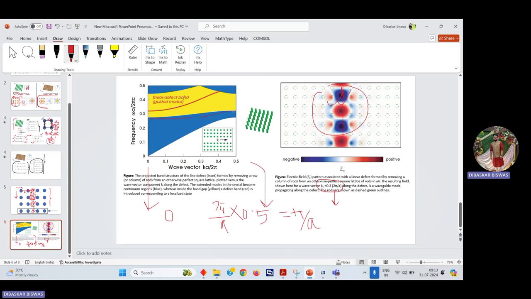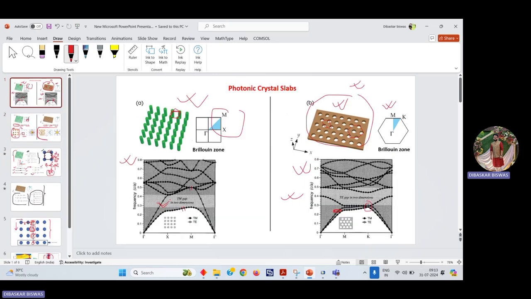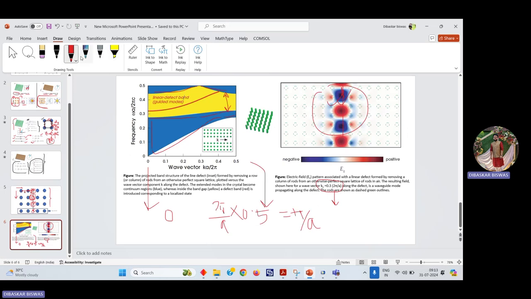You can see the blue shaded region, this is the surface state, and this yellow part is the band gap. Earlier, for a normal periodic structure, no such line appeared in the band gap, but here you can see a red line appearing. This is the defect state, or the guided mode. Due to the introduction of the defect, this kind of eigenfrequency state has appeared.